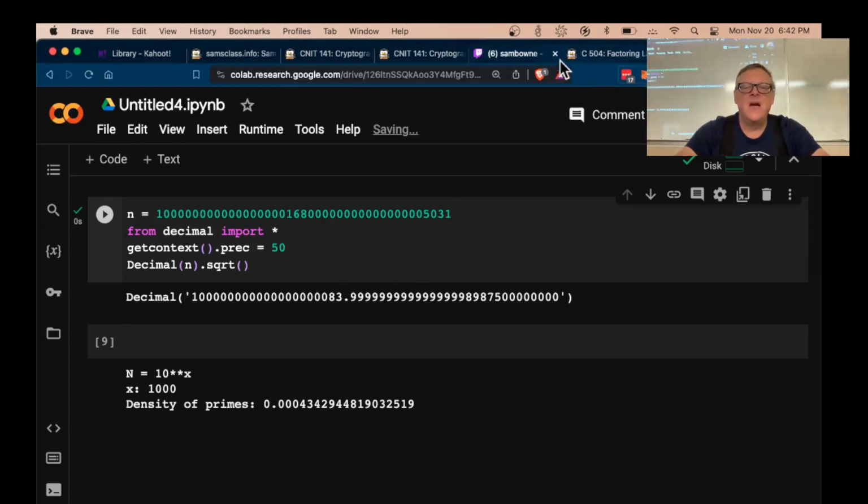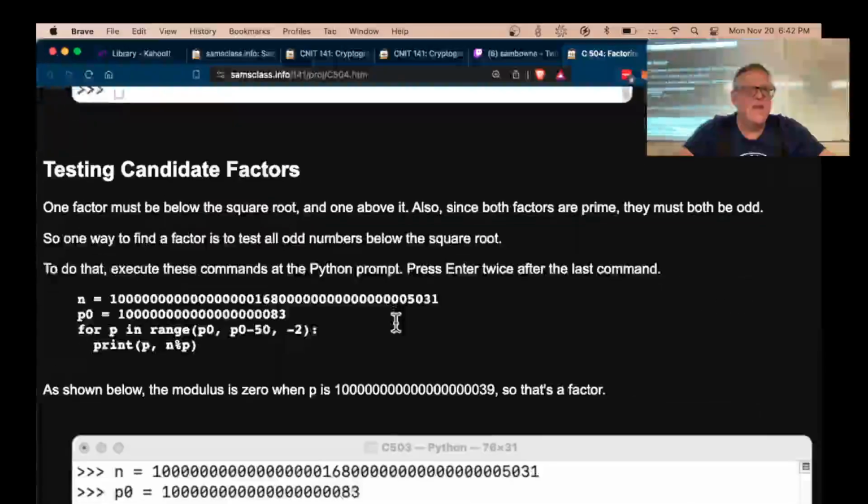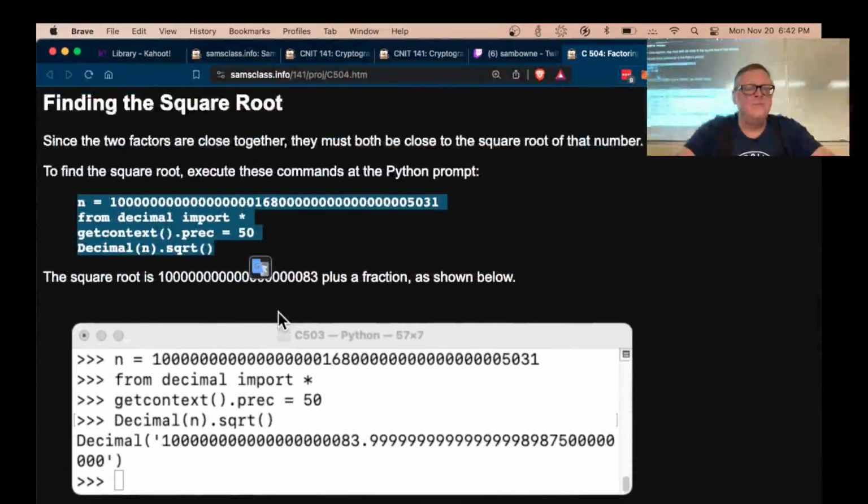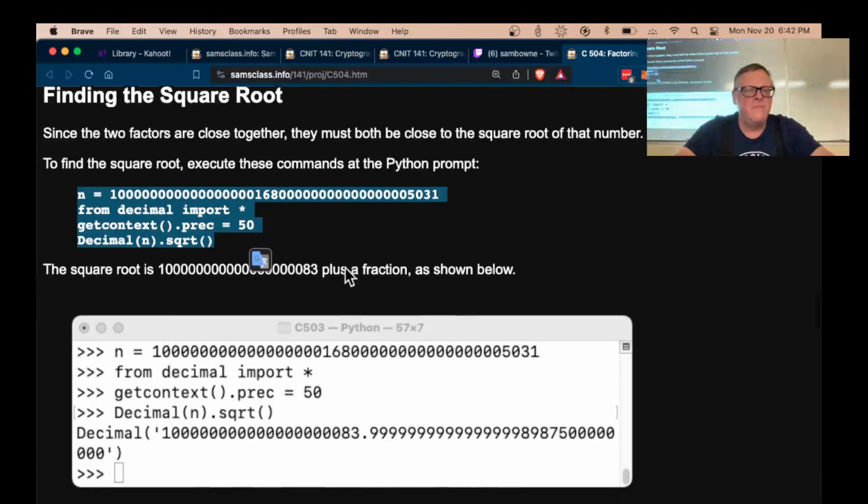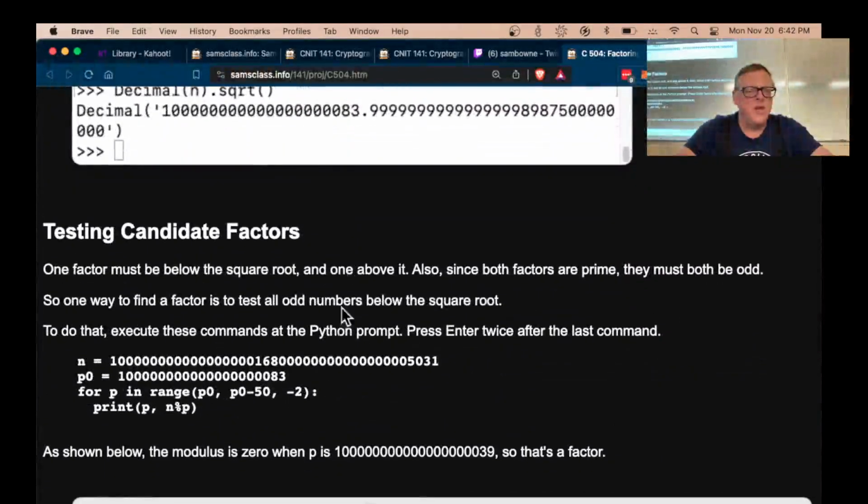And it's not a perfect square. It's the product of two different prime numbers, so the square root is not an integer. That just tells you where you're going to need to start looking for factors. Here's how you test for candidate factors. You found this number, 83 plus a fraction. So you start at 83, and then you go down from 83. One of the factors has to be bigger than 83 and one less than 83. That's P and Q. P is the smaller one. So to find P, I start at the square root and go down, and somewhere down here is the factor.